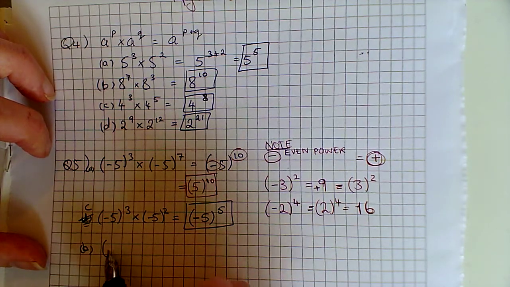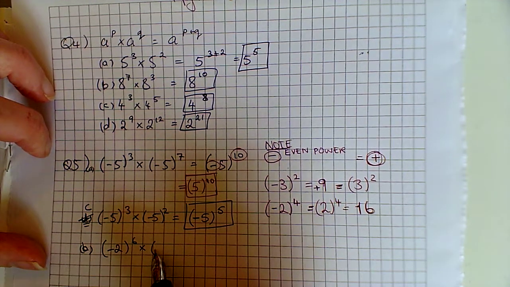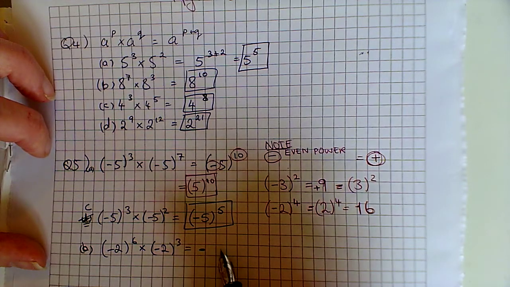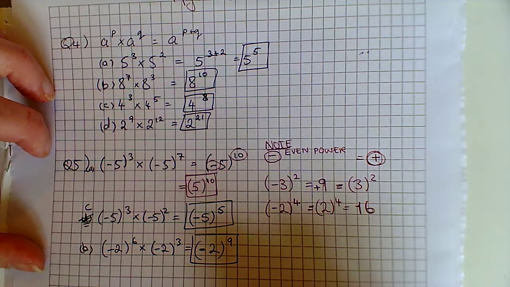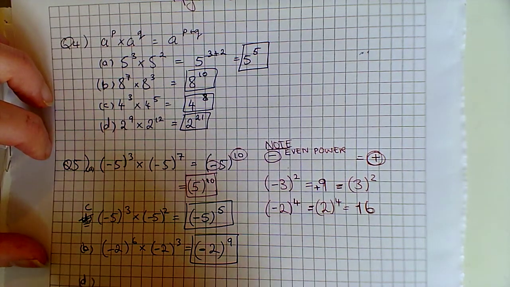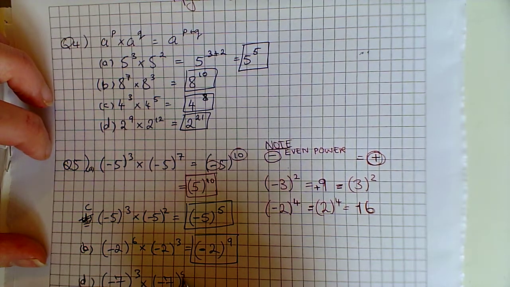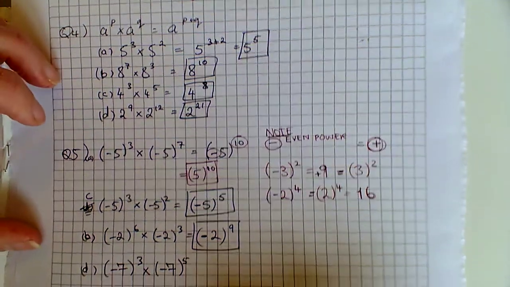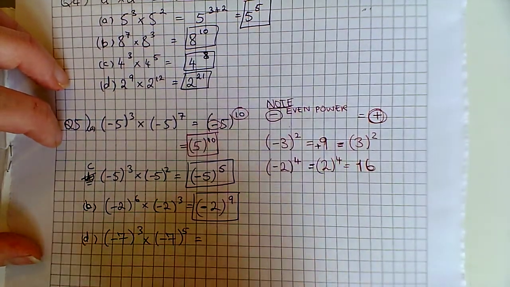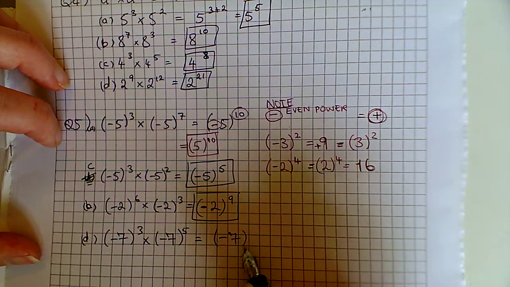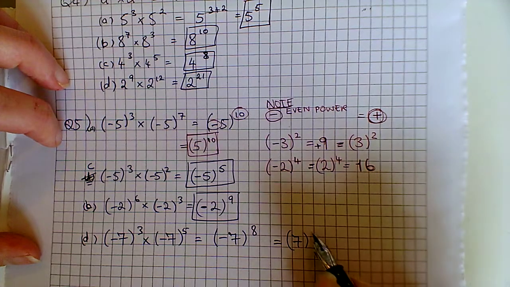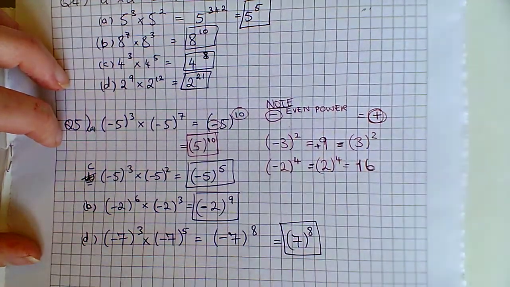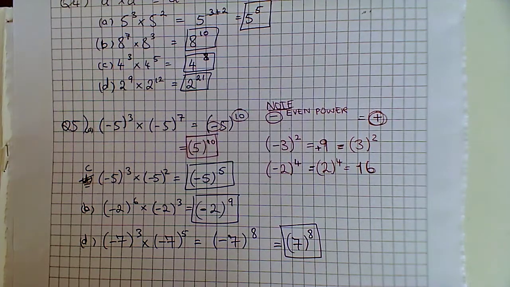Part B was minus 2 to the power of 6 times a minus 2 to the power of 3, which is minus 2 to the power of 9. And again, I can't simplify that because I have an odd power. And part D, minus 7 to the power of 3 times a minus 7 to the power of 5. We don't need to write in this multiplication sign, but the book did, so I'm just copying its notation. So I have minus 7 to the power of 3 plus 5, 8, and that's an even power, so I can write that as a plus 7 to the power of 8. Both of those have the same value.